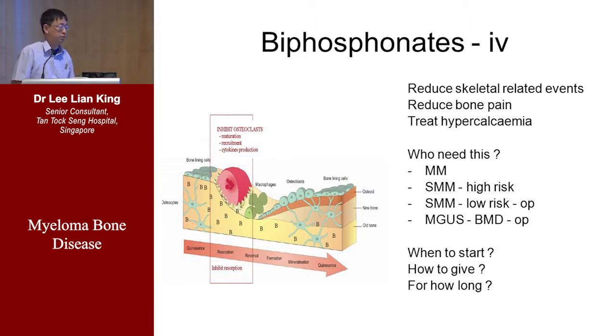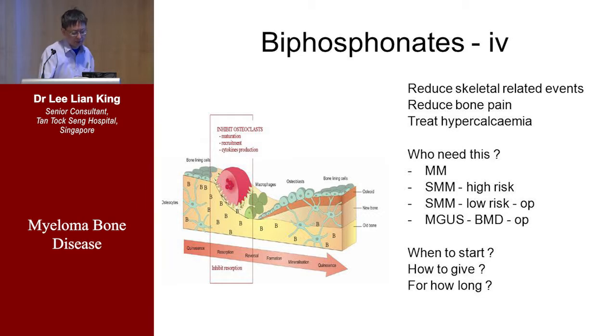An MGUS patient, which is an early stage, a patient who has just developed a few cells and produced some antibody, the recommendation is to see whether they have osteoporosis or not. If they have osteoporosis, we treat them as such. And the difference between using bisphosphonate in osteoporosis and in patients with myeloma is oral versus injection form.